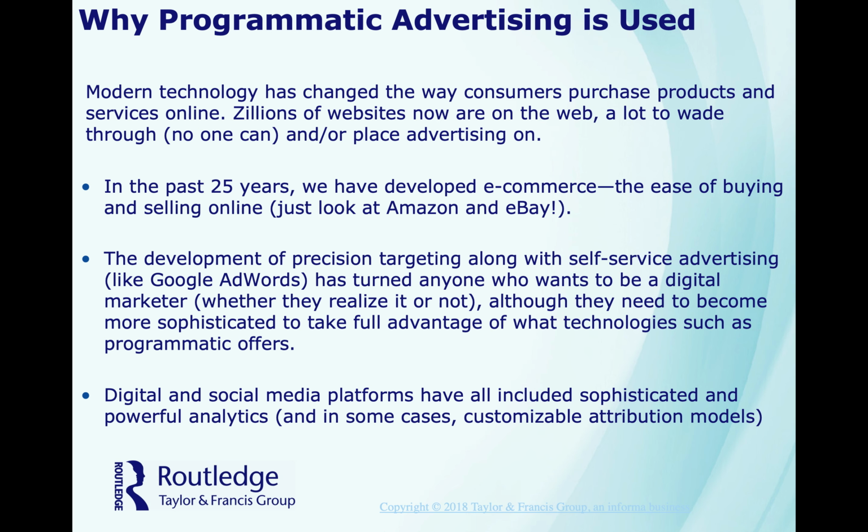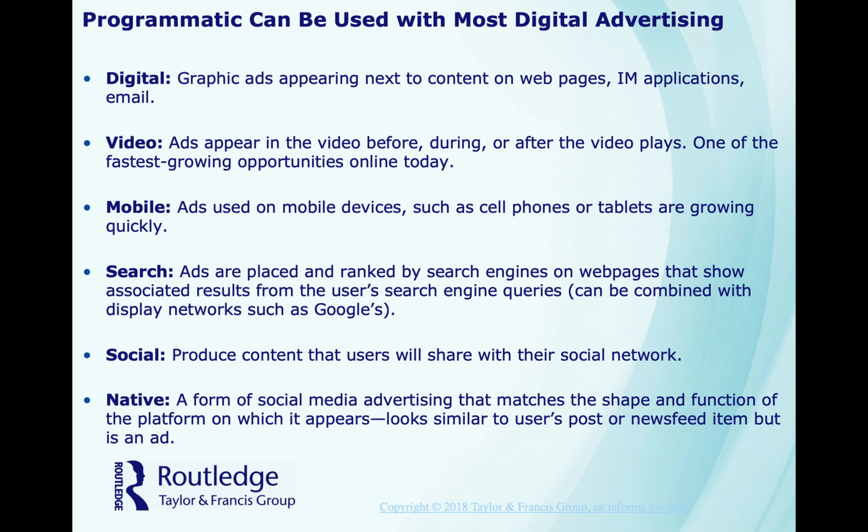The development of precision targeting, along with self-service advertising like Google AdWords, has turned everyone into a digital marketer, whether they realize it or not. And although they need to become more sophisticated to take full advantage of what technologies such as programmatic offer, digital and social media platforms have included sophisticated, powerful analytics, and in some cases, customizable attribution models. Programmatic can be used in most digital advertising.